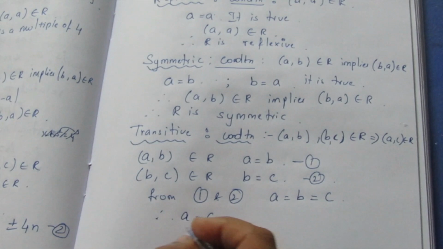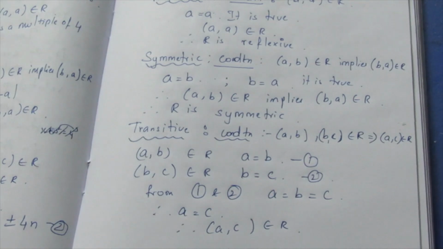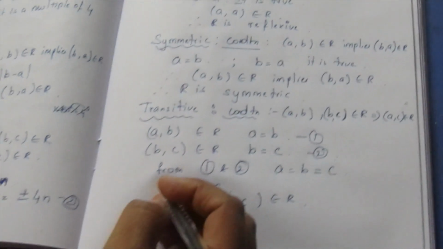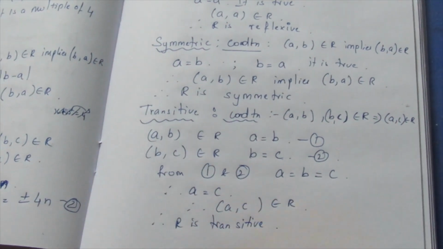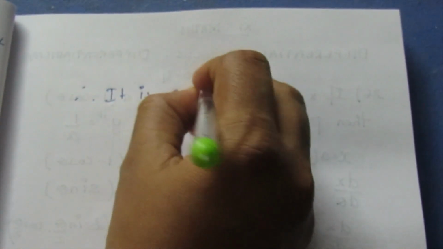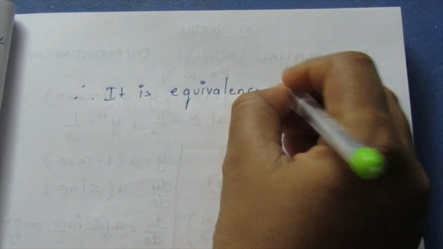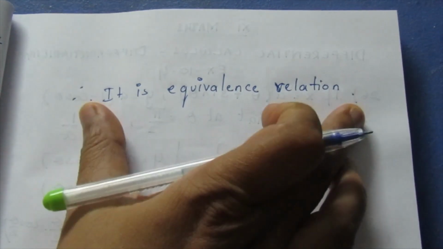That means we can also write this as A comma C belongs to R because it satisfies the given relation. So A comma C belongs to R, therefore R is transitive according to the given condition. We have proved all the three in both the subdivisions. According to the given question, they have also asked whether it is an equivalence relation. We can say in both the subdivisions R is an equivalence relation because it satisfies all the three. It is reflexive, symmetric as well as transitive. So, it is an equivalence relation.